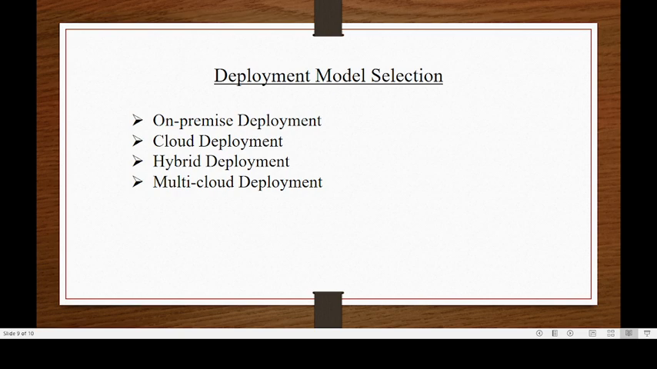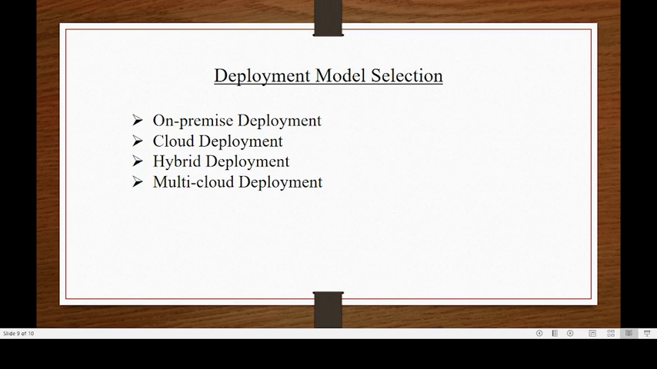On-premise deployment. It involves hosting applications and data on the infrastructure located within the organization's premises. It requires significant upfront capital investment and ongoing maintenance costs. Private cloud deployment model is usually paired with an on-premise deployment solution. Next is cloud deployment. It involves hosting applications and data on a cloud platform. Public cloud deployment is also referred to as a cloud deployment.